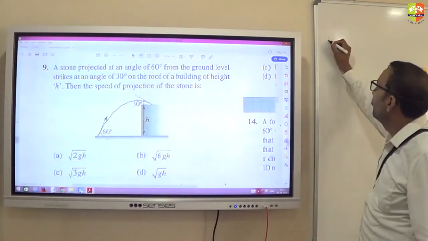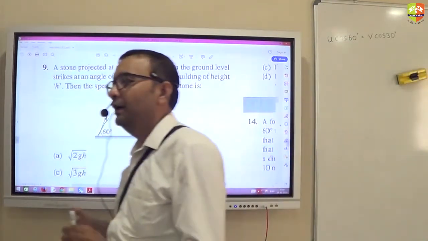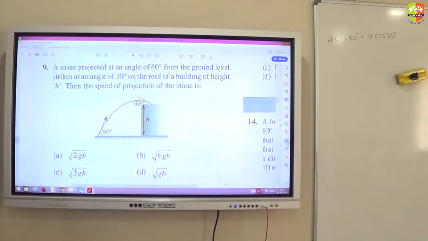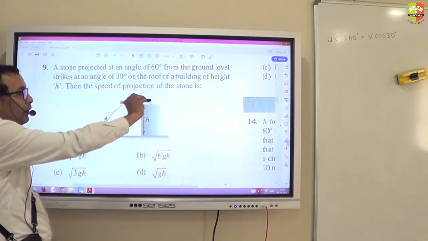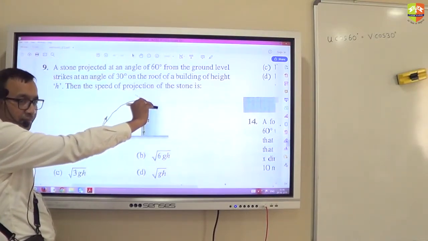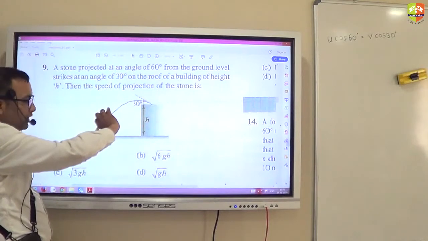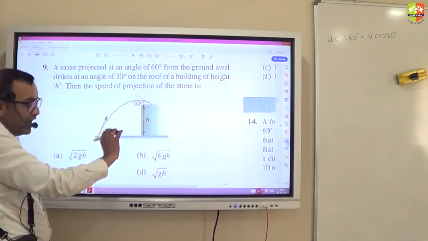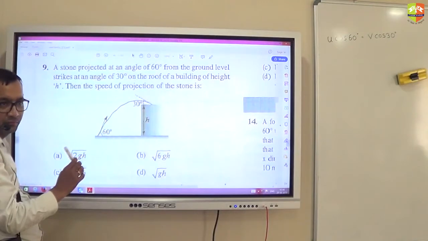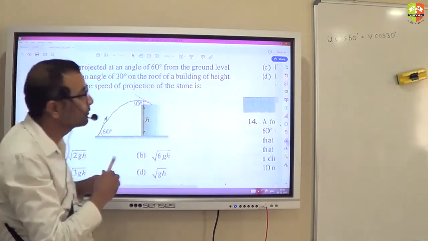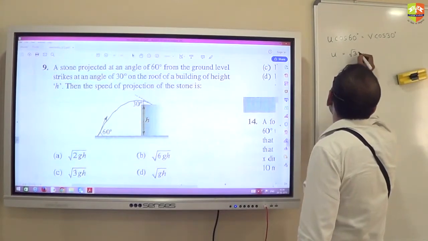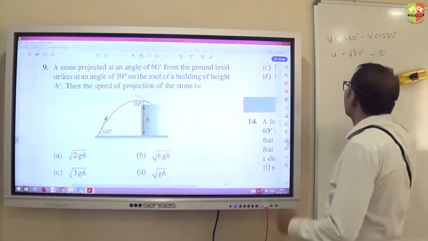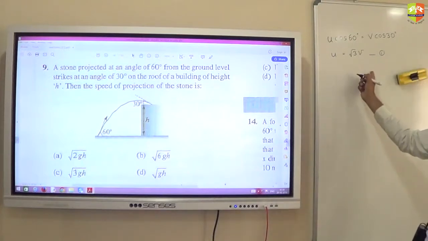Okay, let me do it now. The velocity component along the x-axis remains constant throughout the projectile. That is what I am using here. Finally, the velocity is V, its component along the x-axis is V cos 30. If initially it is U, the component along the x-axis is U cos 60. I am equating the horizontal components. Understood? So, U is equal to root 3 times V. All of you got this?